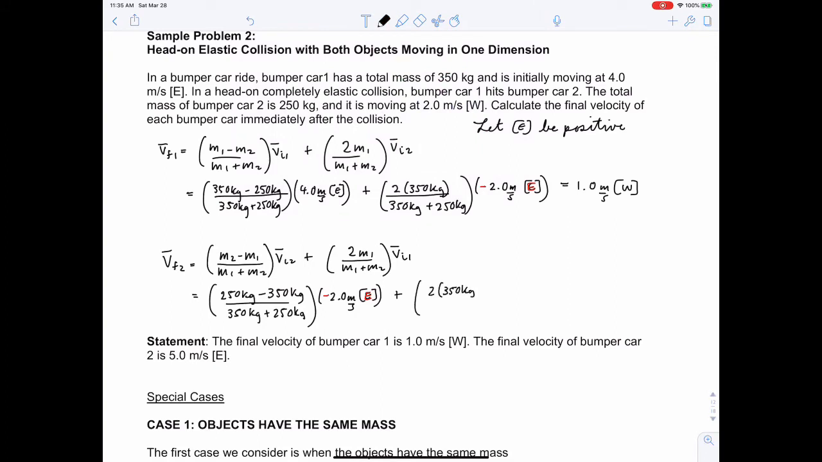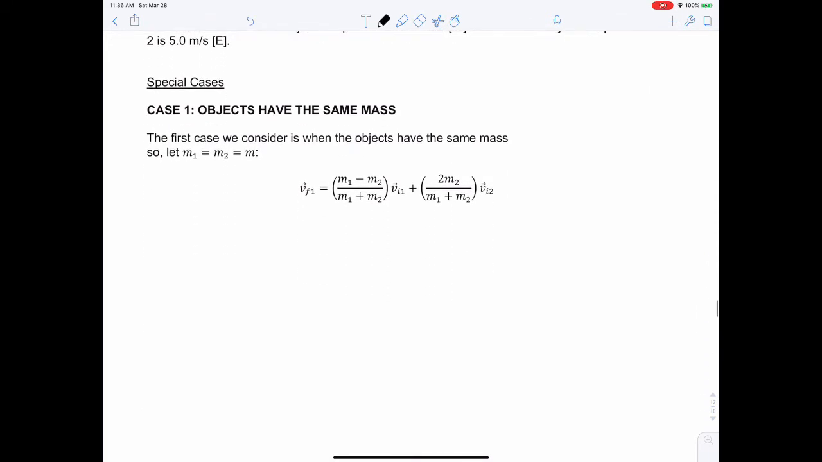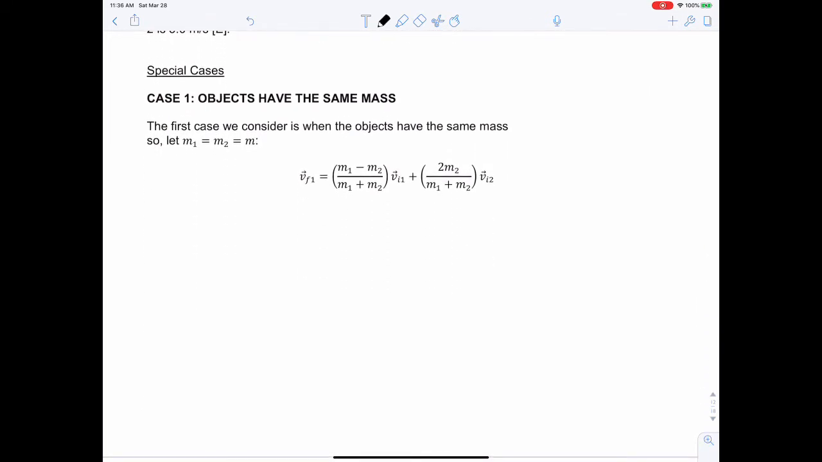Plus 2 times 350 divided by 350 plus 250 times the initial velocity of object number 1, which is 4.0 meters per second east. Punch this into your calculator, and you should get 5.0 meters per second east. Therefore, the final velocity of bumper car 1 is 1 meter per second west, and the final velocity of bumper car 2 is 5 meters per second east.